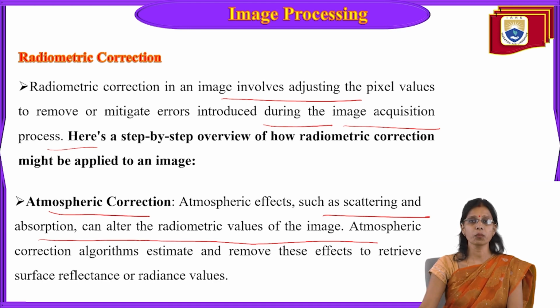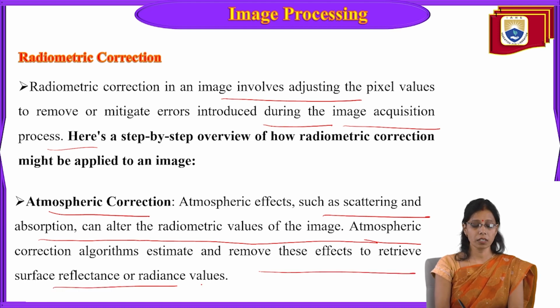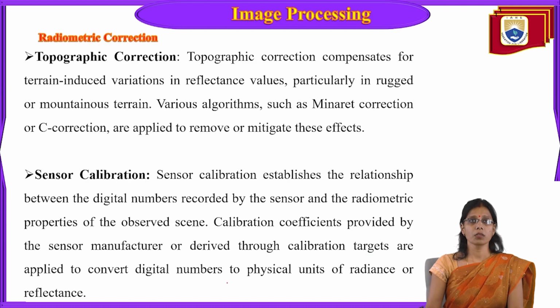When it passes through the atmosphere, the scattering mechanism and the absorption mechanism happen, which will scatter the light or re-radiate the electromagnetic radiation to another path, or due to the presence of water vapor some radiations are absorbed. As a result, when the image is captured, these effects occur in the image. Before we use that image, we have to remove these effects to retrieve the surface reflectance and the radiance value.